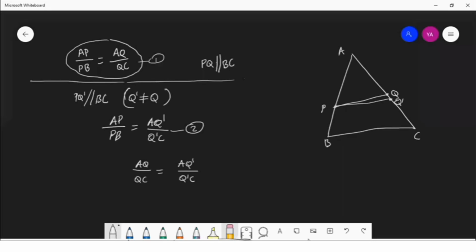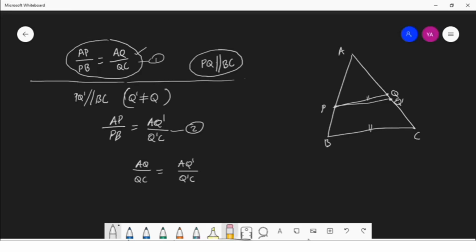I shall explain again. Here it is said that AP by PB is equal to AQ by QC. The ratio is given, that is true. And we want to prove that PQ is parallel to BC. So we start with the contrary. Suppose PQ is not parallel to BC. Then there will exist some other point Q dash on the side AC such that PQ dash is parallel to the third side BC, such that this Q dash is not equal to Q.